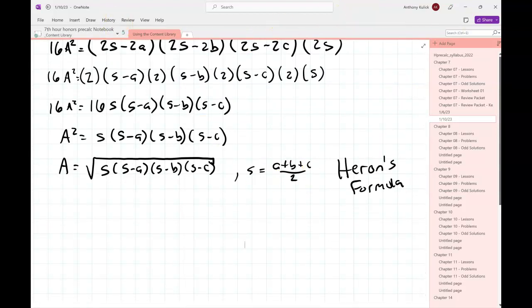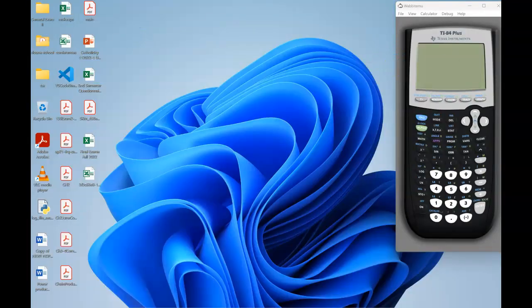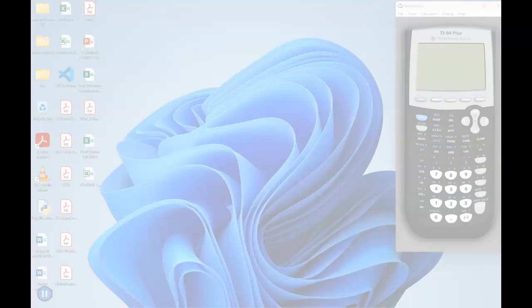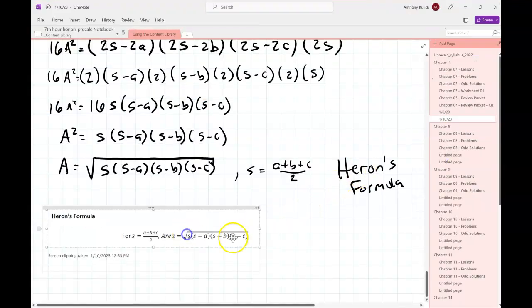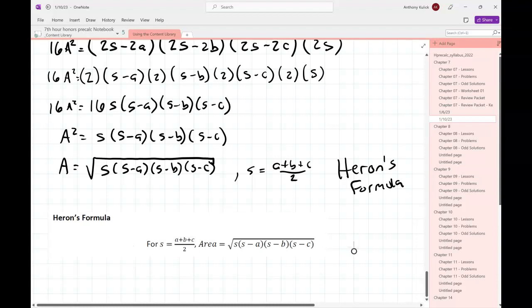mathematician because this was post Alexander the Great in Egypt. So everybody in the Middle East was really Greek at that point for a little while, or at least culturally Greek. So there's our Heron's formula.